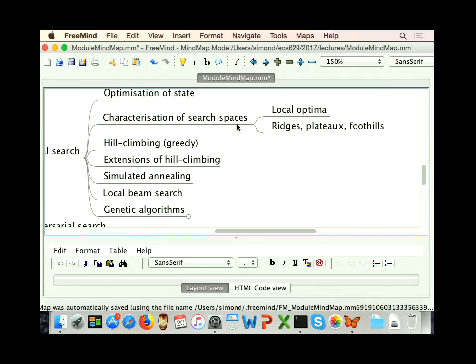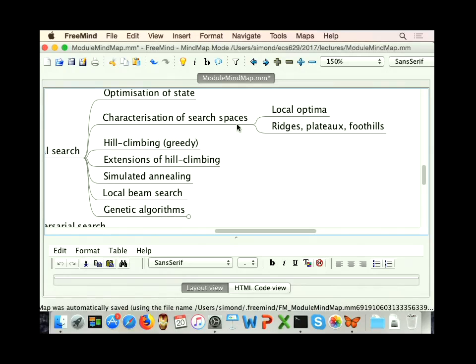So we looked at local beam search, which is another approach which takes a set of states, and rather than just having a single state which we're trying to optimize, we now take a set of states, expand them all, take the k best, and do it again, right? And always taking the k best for some number k, which is our beam width.